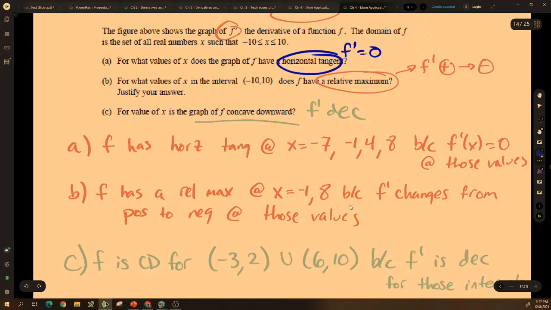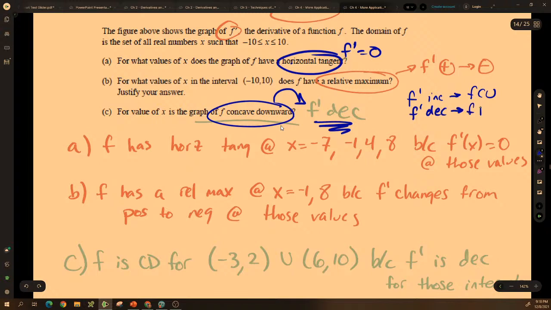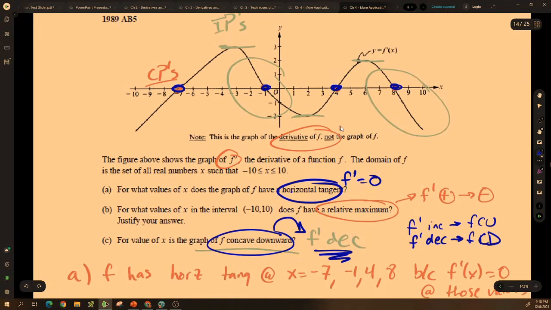And this is the little bit new part from this chapter, where f is concave down. Well, f concave down, which graph do we have? We have the f prime graph. That matches up with f prime decreasing. You just need to memorize that, right? F prime increasing is f concave up, and f prime decreasing, f is concave down. It just has to get memorized. So because I have this f prime graph, f concave down matches up with when f prime is decreasing.